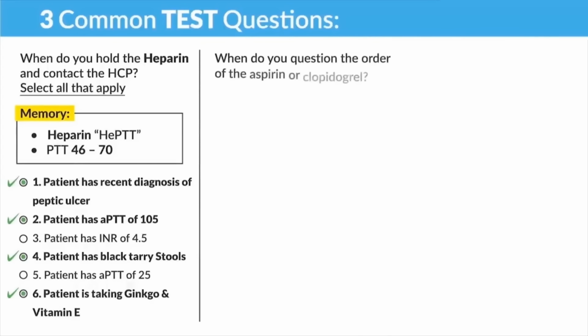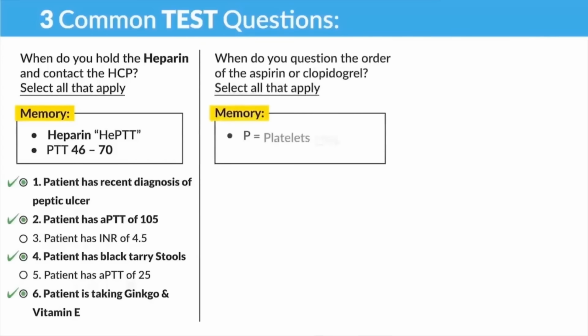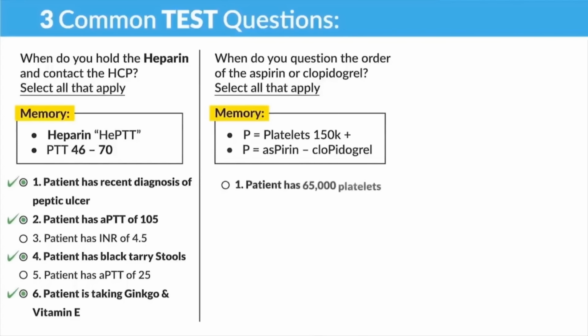When do you question the order of aspirin or clopidogrel? Well, guys, the P for platelets, we want it to be over 150. So aspirin and clopidogrel for platelets. So option 1, now the patient has 65,000 platelets. Guys, that's way less than 150, so it's very iffy. Number 2, patient with 1.5 INR. Number 3, the patient with 46 PTT.